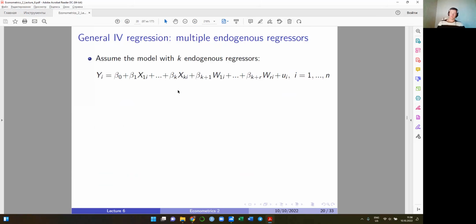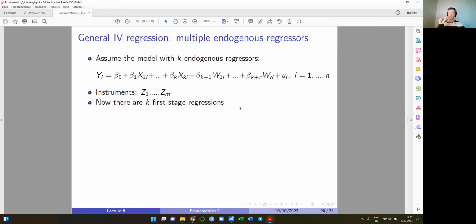We can extend the general model with k endogenous regressors. Now I will move through this slide very fast, because the idea of this model is the same. Before we had only one endogenous regressor, now we have k endogenous regressors. What happens when we have more than one endogenous regressor? We have k first stage regressions.